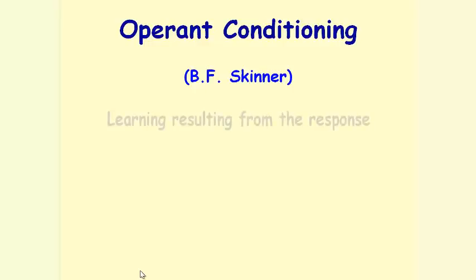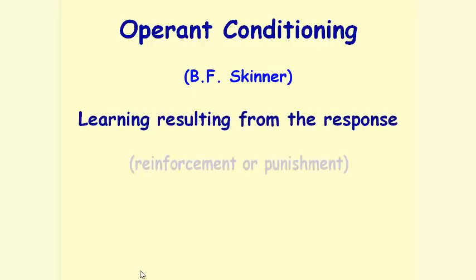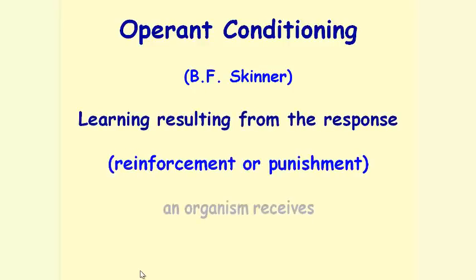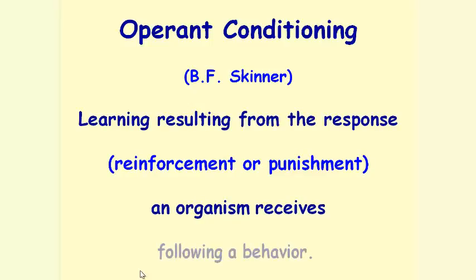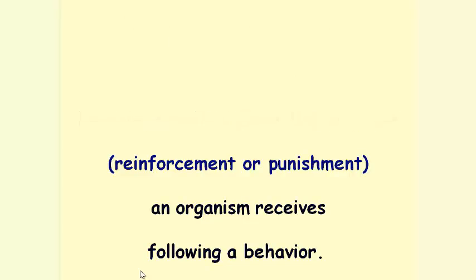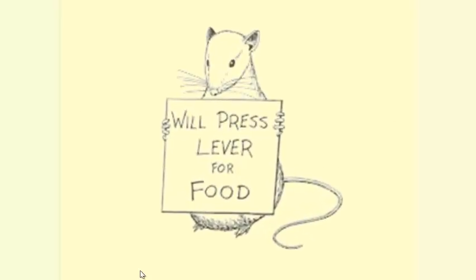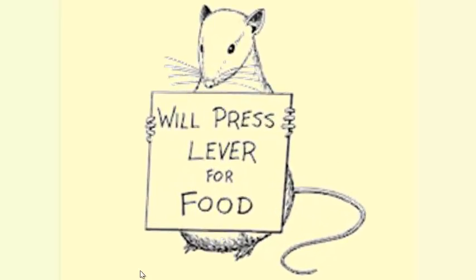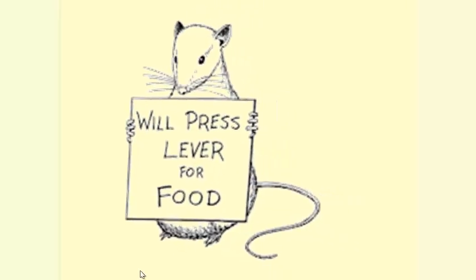Skinner's operant conditioning, sometimes called learning theory or radical behaviorism, is that learning results from the response, reinforcement, or punishment an organism receives following a behavior. Humans are interchangeable with rats in this theory. We are all simply organisms that react to punishments and rewards in our environment. These punishments or rewards are called reinforcers.